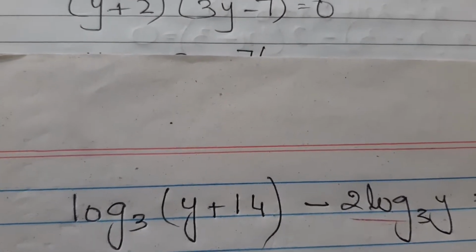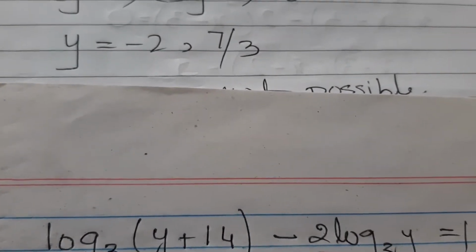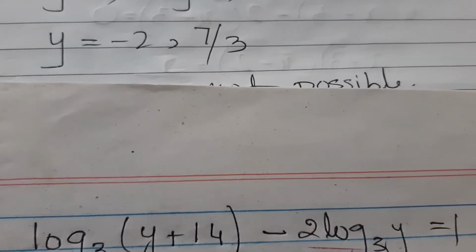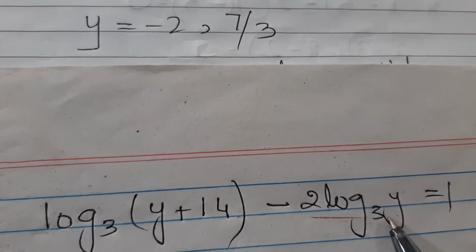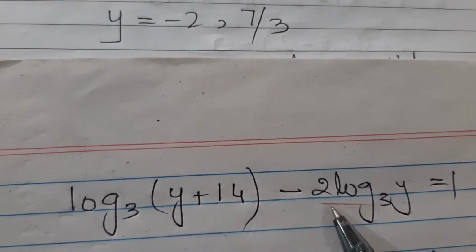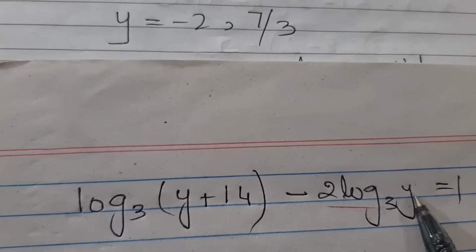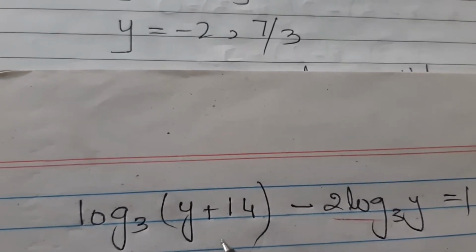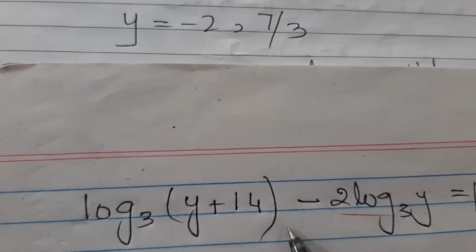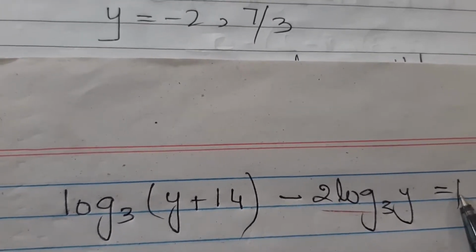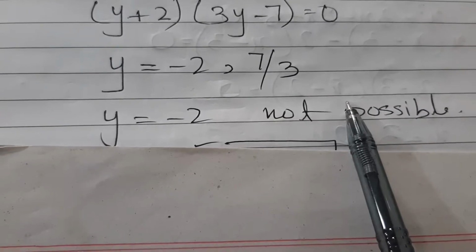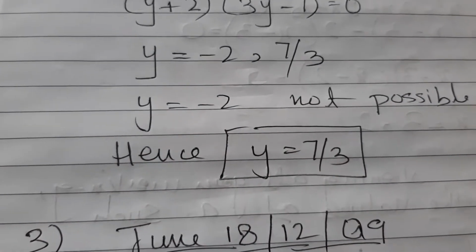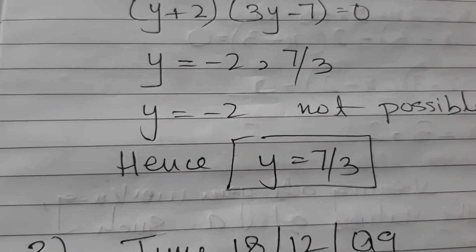It was this, right? The answers you are getting for y are -2 and 7 upon 3. If I write -2 here, log will not be defined for a negative number, right? So though it will be defined here, it is not defined here. In the equation, the value should define the whole equation, each and every term. So that's why y equals -2 is not possible, right? So only the y value is 7 upon 3.